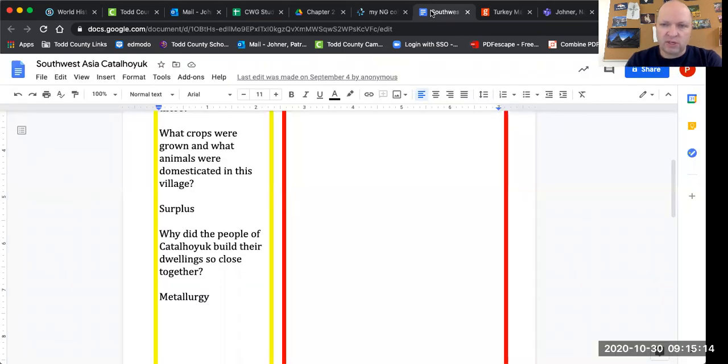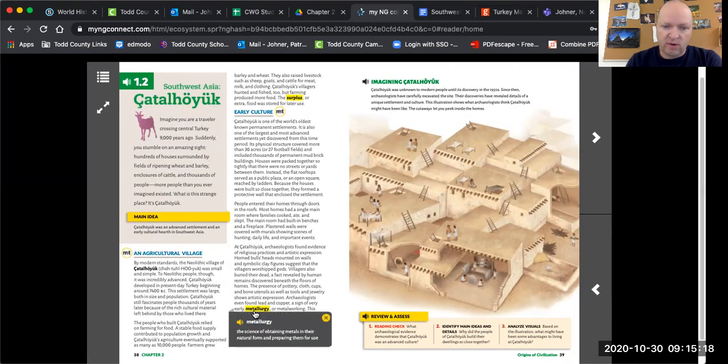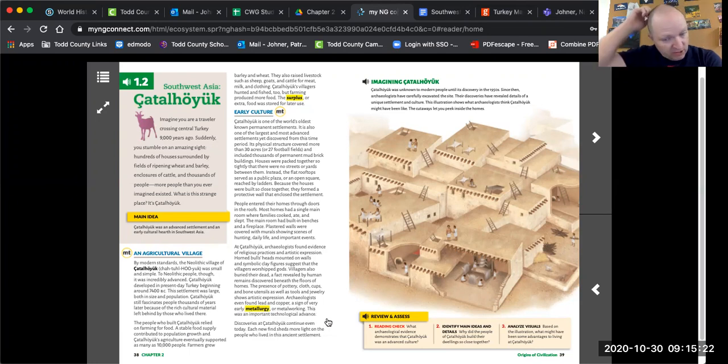And then metallurgy. Okay, metallurgy. One of our vocabulary words. The village of Catalhoyuk was known for its metallurgy. So you're going to have to figure out what metallurgy is and then put two and two together. Okay, so this is our first of our four villages, Catalhoyuk, in what is now considered modern day Turkey.